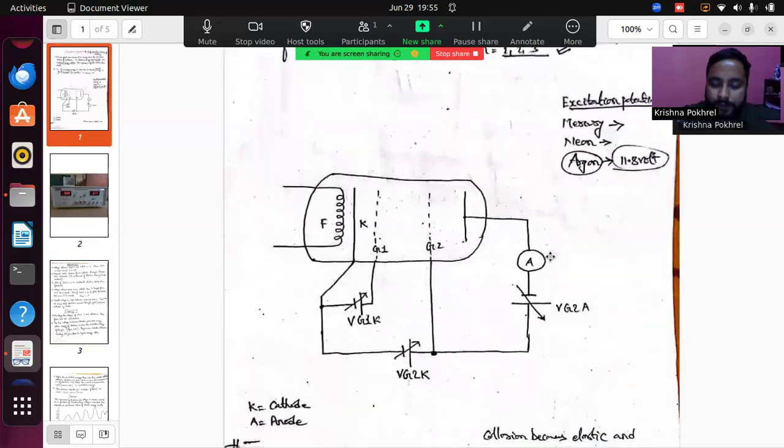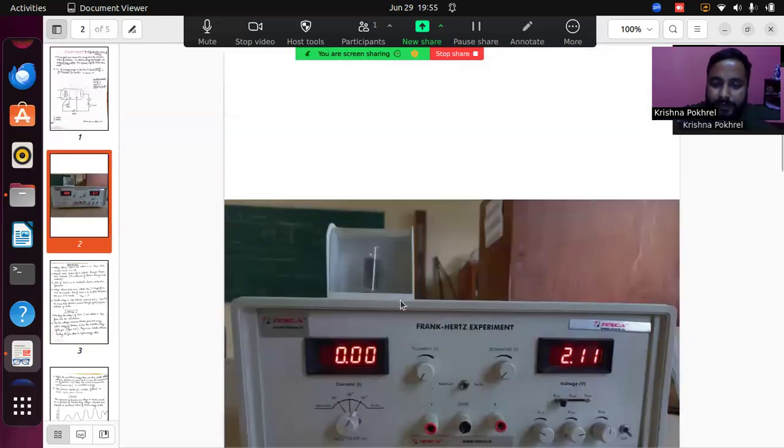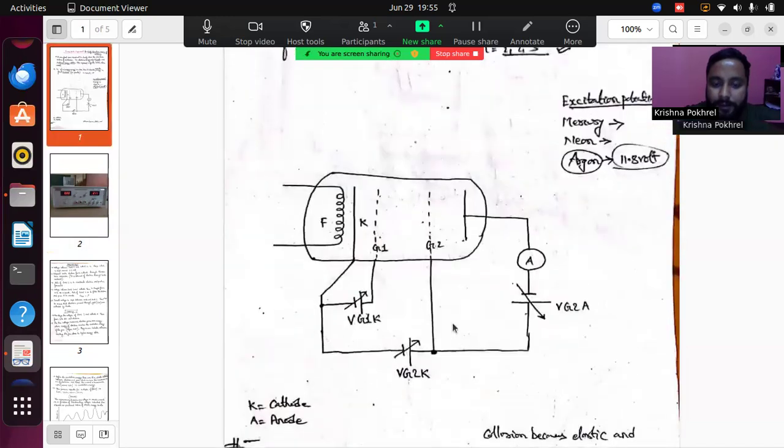Now inside this setup, we have three voltages, which I will talk about, and one filament. There is one cathode, which is given the name K, and this is the anode. Here there is a grid one that we call G1, and the voltage that we apply between G1 and cathode is VG1K. This is the varying voltage. We can vary it. I will show you where it is.